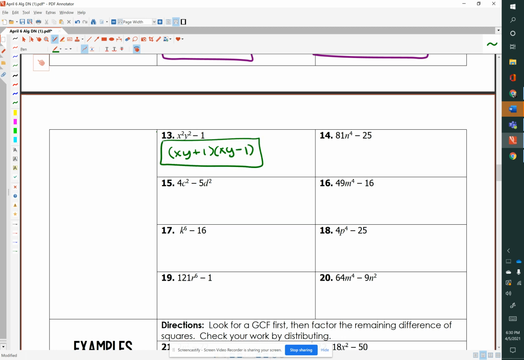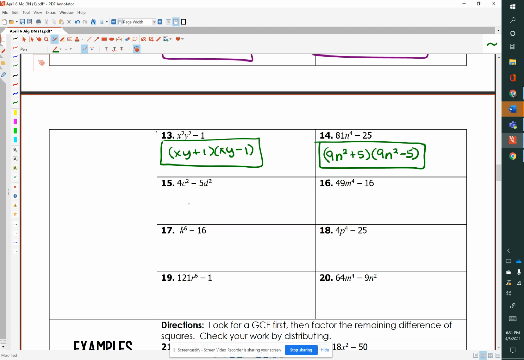Number 14, 81n to the fourth minus 25. Yes, we have a difference of squares, so we would have 9n squared, okay? Because when we multiply exponential terms, we add the exponents. When we divide exponential terms, we subtract the exponents. So it would be 9n squared plus 5, and 9n squared minus 5. We usually put the plus term first.